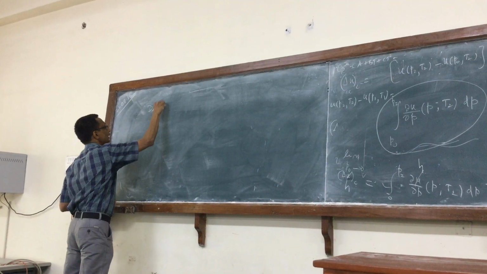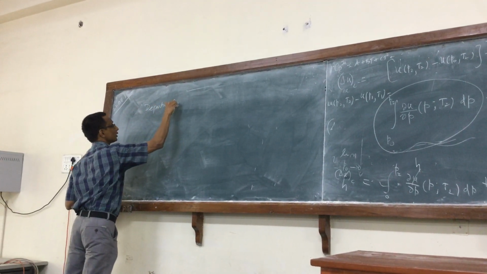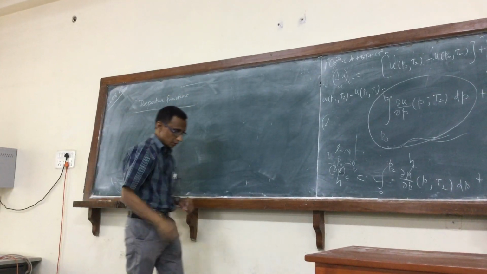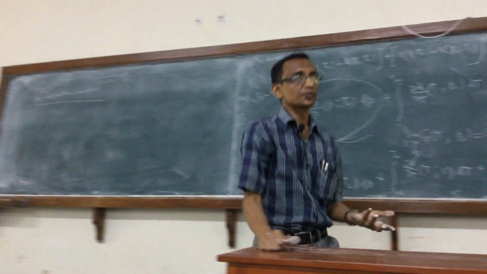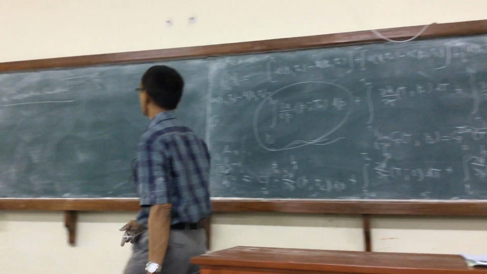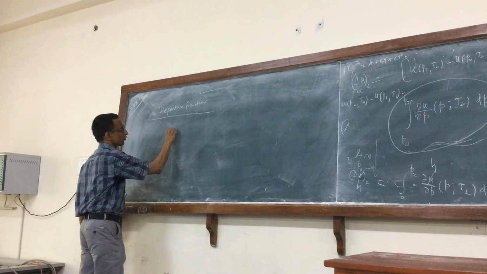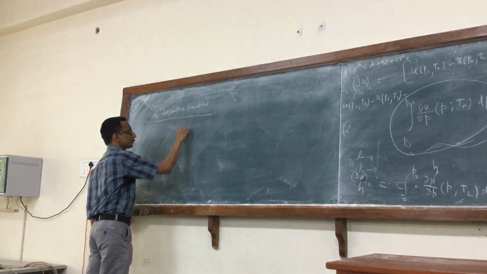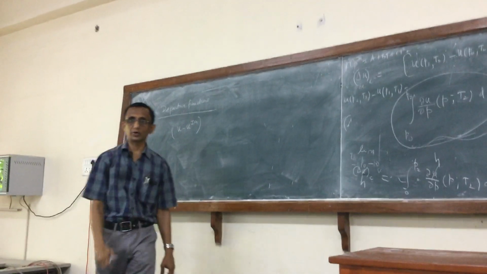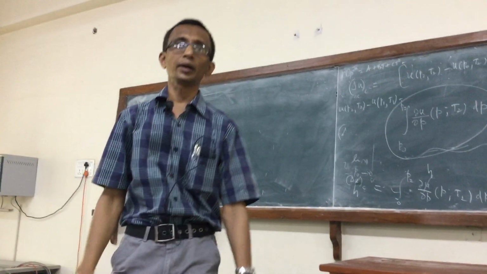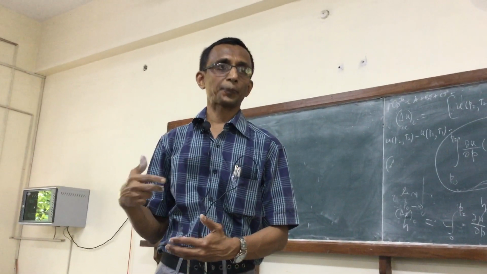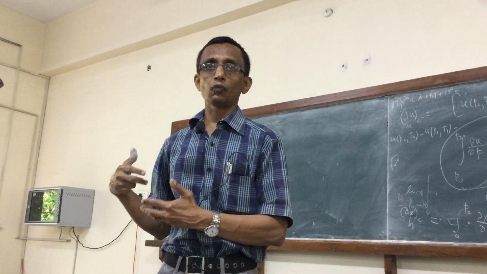That's an important idea, but all of this discussion so far is to motivate the concept of departure function and its utility. So what do we mean by a departure function? Departure function is defined as u minus u^ig. There are two types of departure functions we can define. One, at the given temperature and pressure of the substance, or the given temperature and volume.